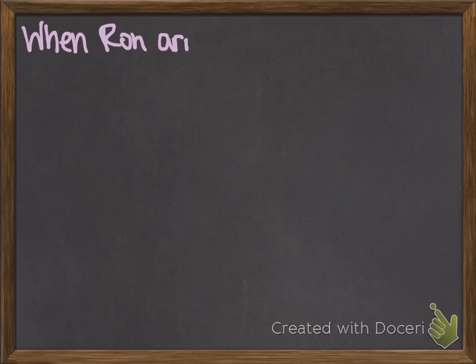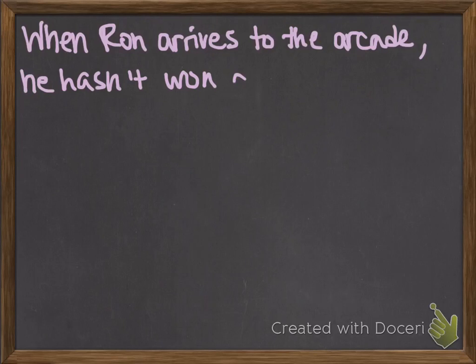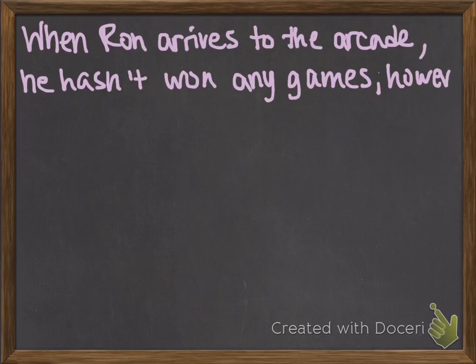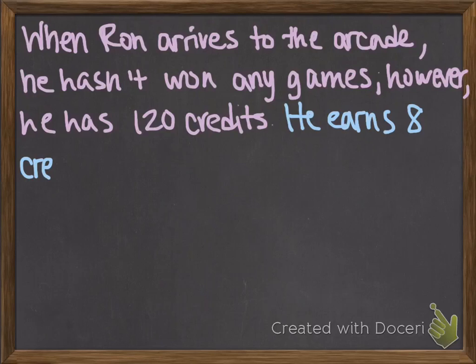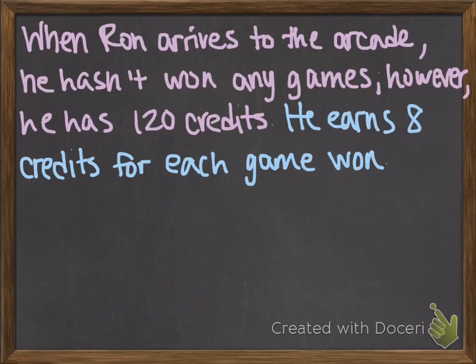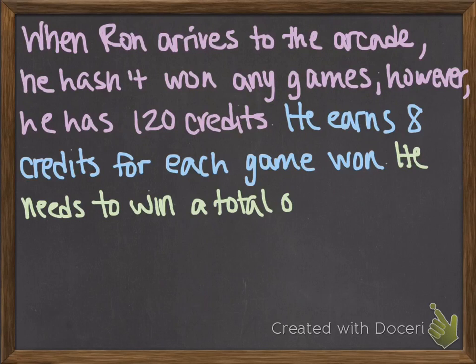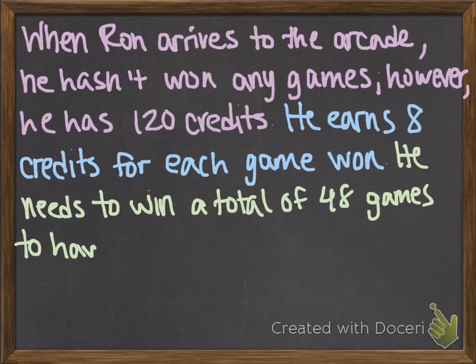The first one is, when Ron arrives to the arcade, he hasn't won any games. However, he has 120 credits, because he saved some before on a previous visit. So that's the first piece of criteria. The second one, he earns 8 credits for each game won. And the final piece is, he needs to win a total of 48 games to have a total of at least 500 credits.